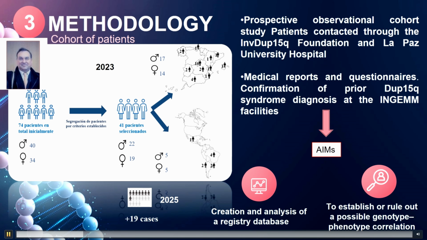The methodology is a prospective observational cohort study with patients contacted through the foundation of invdup15Q in Madrid and the La Paz University Hospital. We get a medical record and several questionnaires from the parents, and after that, the confirmation of the diagnosis. The main aims of this project were the creation and analysis of a registry database and finally to establish or rule out possible genotype-phenotype correlations in this syndrome.